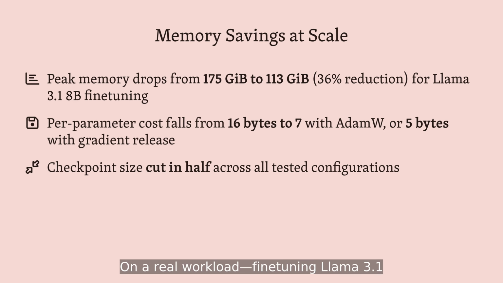On a real workload, fine-tuning Llama 3.1 with 8 billion parameters, FlashOptim cuts peak memory from 175 gigabytes down to 113, a 36% reduction. Per parameter memory drops from 16 bytes to 7, or even 5 with aggressive gradient release. Checkpoints shrink by half. Optimizer state alone loses more than 60% of its footprint.